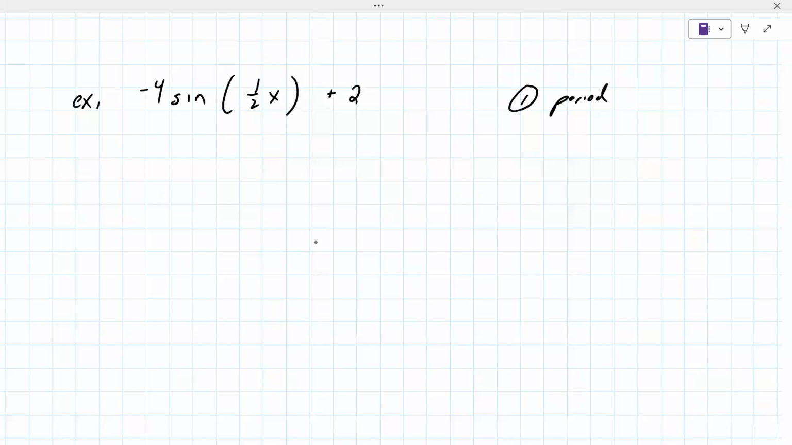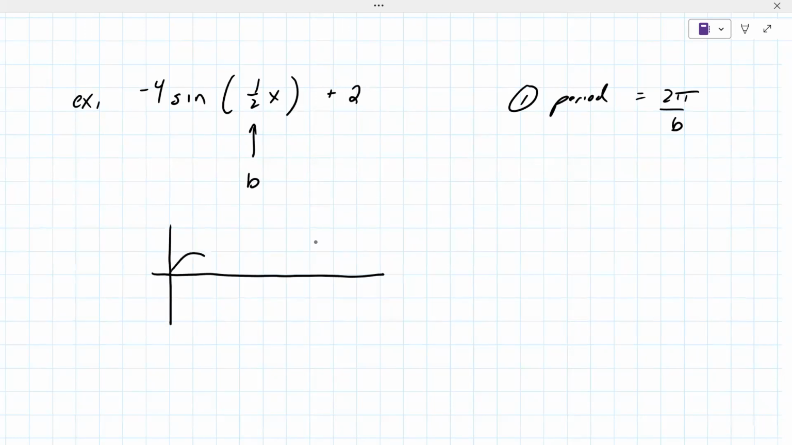The period would be 2 pi over b. B is the number in front of x. 4 pi. The reason that's so important is it tells you how to scale your graph. You know that sine looks like this, and it tells us where to put these markings. Okay, that's 4 pi.